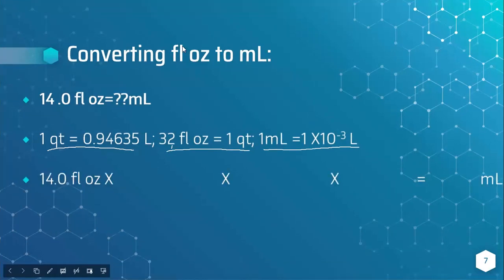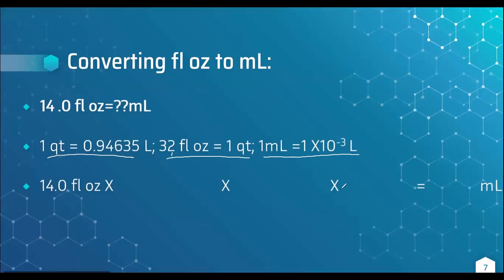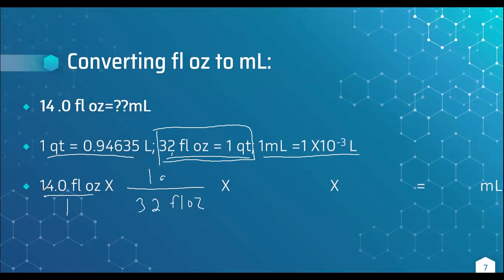Okay, so again, we start with 14 ounces, or 14.0 fluid ounces, and we want to know how many milliliters this is. So this is like 14 fluid ounces over 1. We want to multiply this by a conversion factor. We want our fluid ounces in our denominator because we want our fluid ounces to cancel. So this should be fluid ounces here. And we have this 32 fluid ounces is 1 quart, so we want to put 32 here and our 1 quart here. So when you do this, our fluid ounces will cancel and then we'll be into quarts.